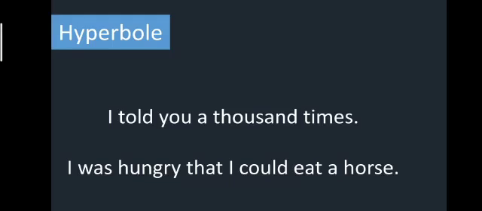I was so hungry that I could eat a horse. That doesn't mean that you are gonna eat a horse, but it actually means that you are so hungry, okay? So the poet here used exaggeration to emphasize the idea of being so hungry.